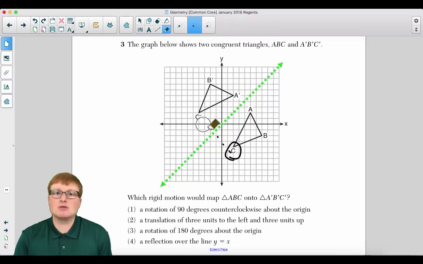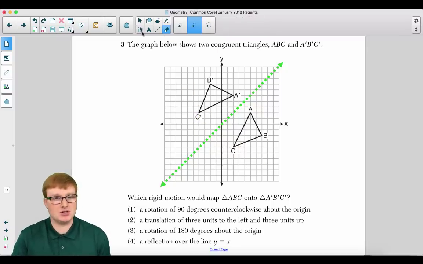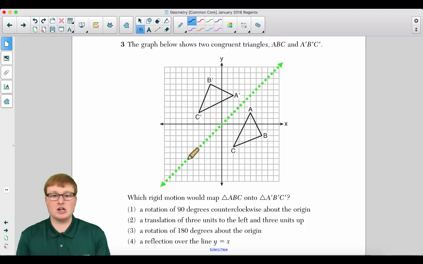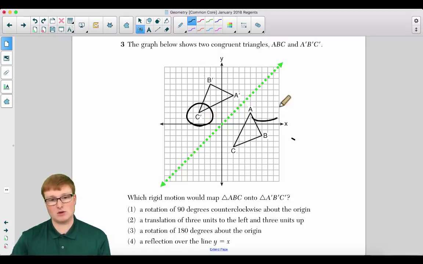So it's not a rotation. It just can't be a rotation. Because if it was a rotation of 180 degrees, then C would be somewhere over in this vicinity.